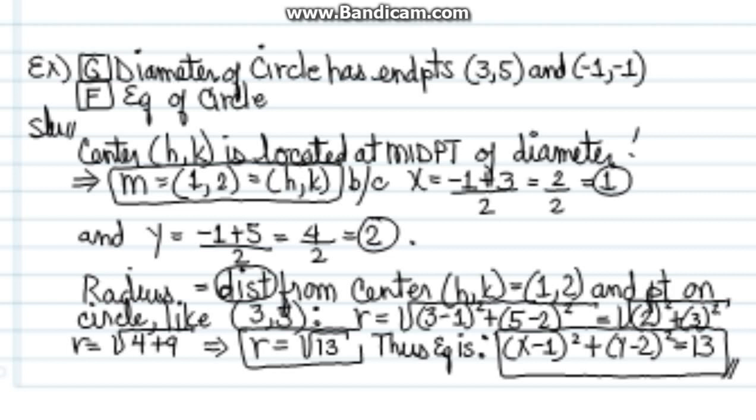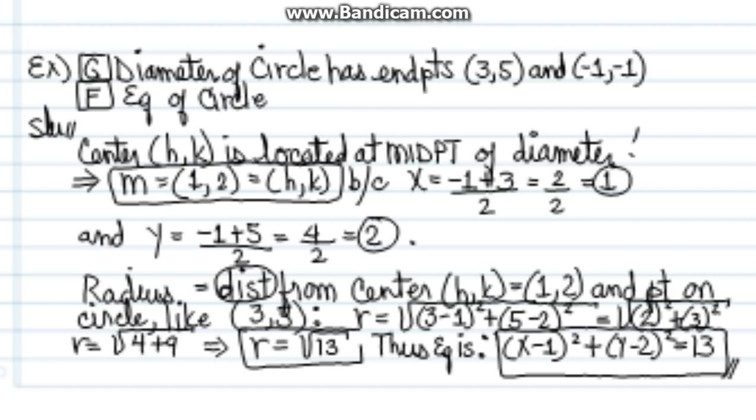So now just plug it into the standard equation of a circle, which is the last thing we do. Thus, the equation is x minus the h value, which is a positive 1, so it's (x - 1)², plus (y - the k value, 2)² equals the square of r. You're going to square it. So you're going to take the square root of 13 and then raise it to the second power.